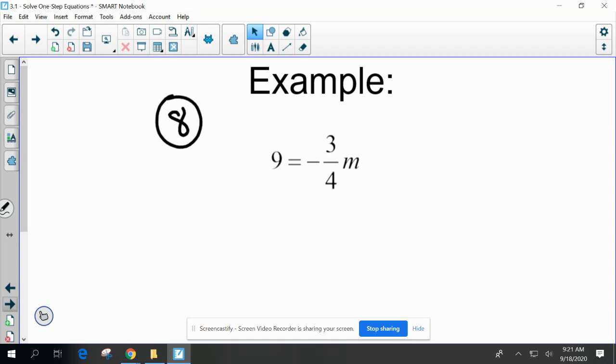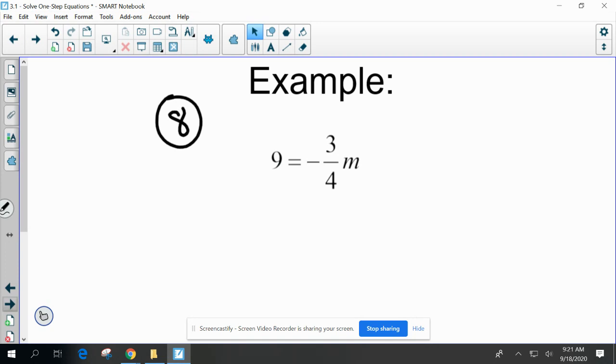This looks different because the variable's on the right. Sometimes students don't really like that. It really doesn't matter what side it's on. No, you do not need to rewrite it and switch it. It does not make a difference. You're going to have to kind of get used to working with the variable on either side.